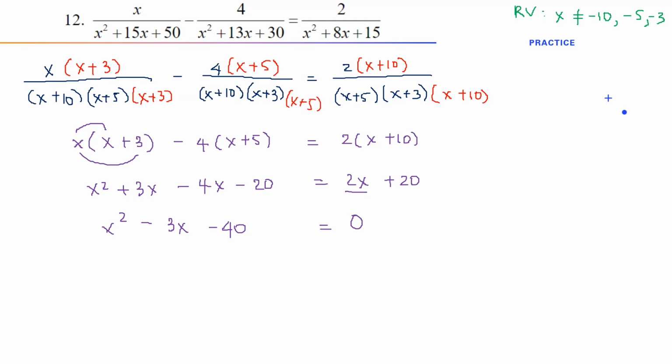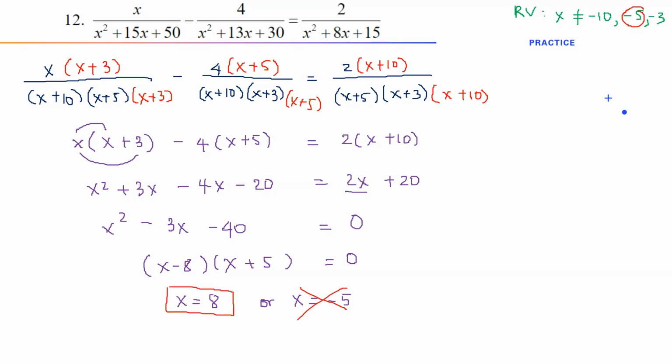Alright, now two numbers multiply equal negative 40 and add up to negative 3, I think about 8 and 5, negative 8 and positive 5. Set each factor to 0, so x equal 8 or x equal negative 5, and we see that one of the restricted values is negative 5, and this one is not a solution. The solution is only x equal 8 in this case.